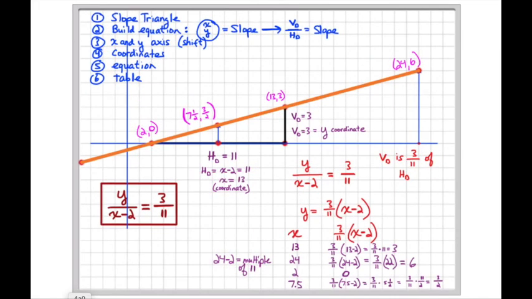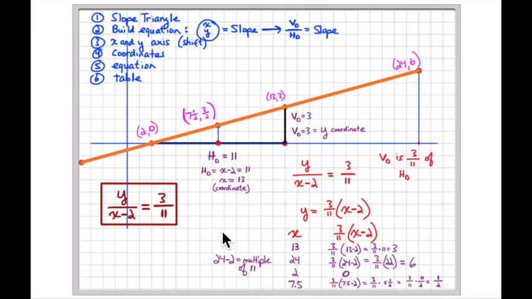This is problem number 4. And what they do in this case is they give you this equation, y over x minus 2 equals 3/11. And they ask you to identify some coordinates, label some points that are on that line. So first of all, find some points on the line, draw the line. So draw the graph and label some of the points. So this is the end of problem 4.